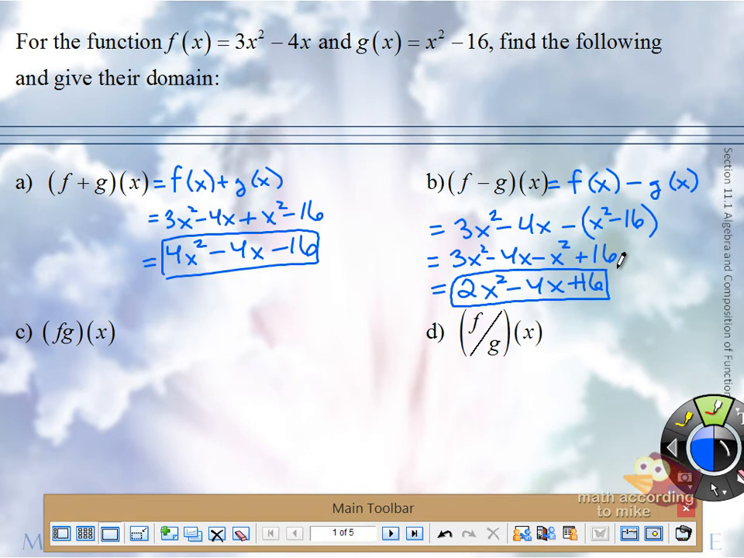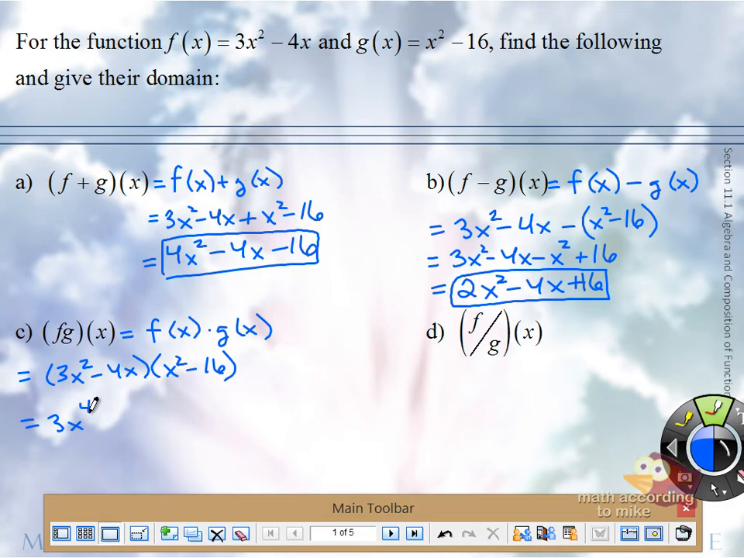Part C, by definition, f times g of x means f of x times g of x. Since we're multiplying and each function is two terms, we're going to have to FOIL. Very good. What does first give you? Outer, inner, minus 4x cubed. Last, plus 64x. Technically, you can leave this alone. If you want to rewrite it so it's decreased in degree, that's totally fine.